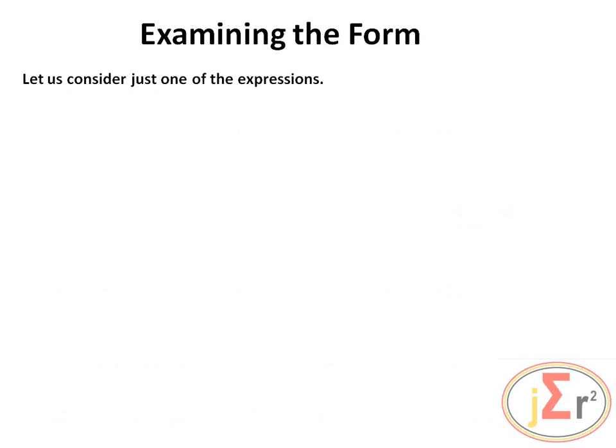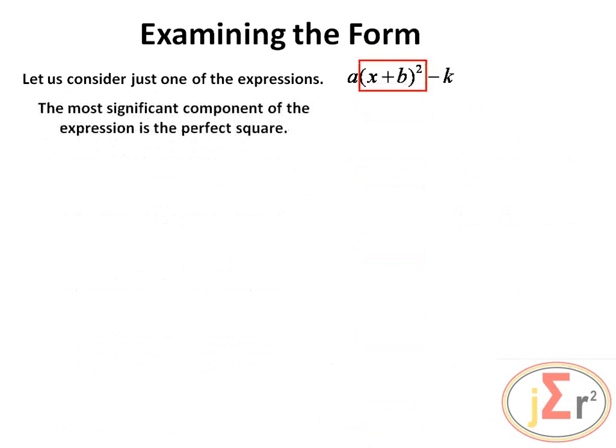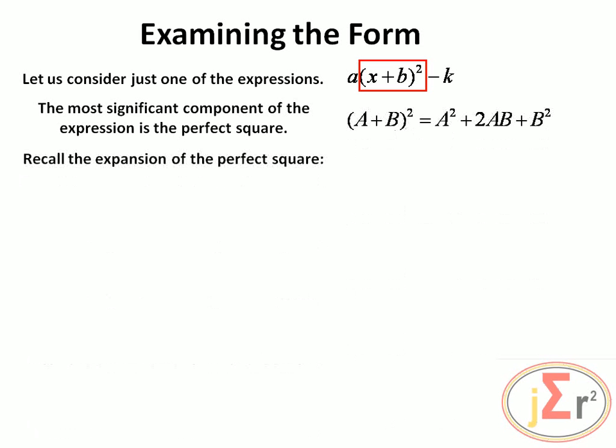So let us consider just one of the expressions, the first one. The most significant component of the expression is the perfect square. That is why at the end we can say we have completed the square. So that is why that is the most important part of the completed square.